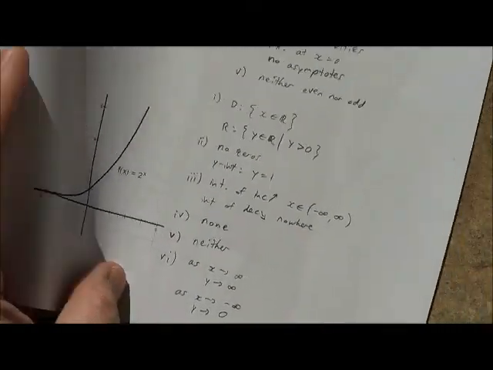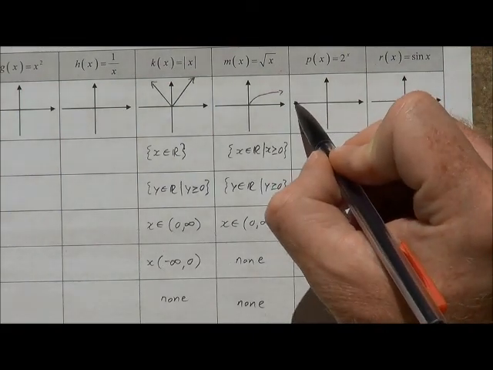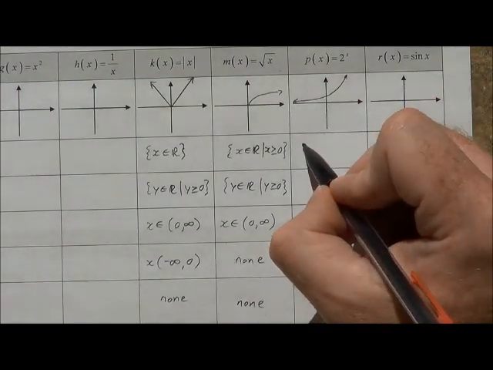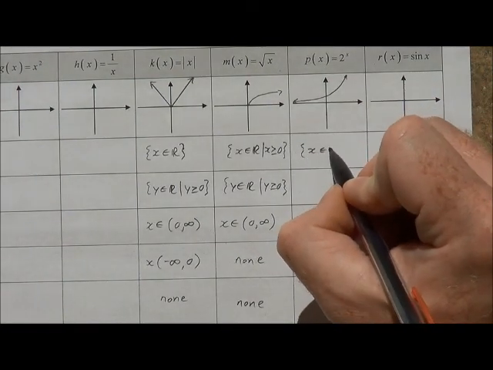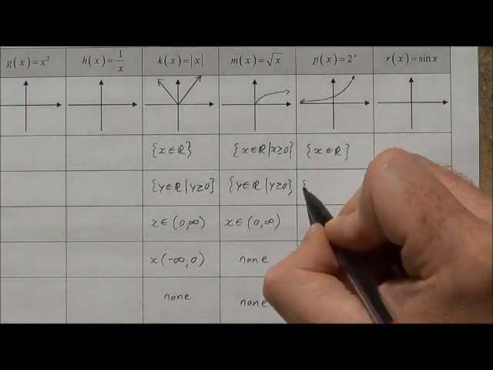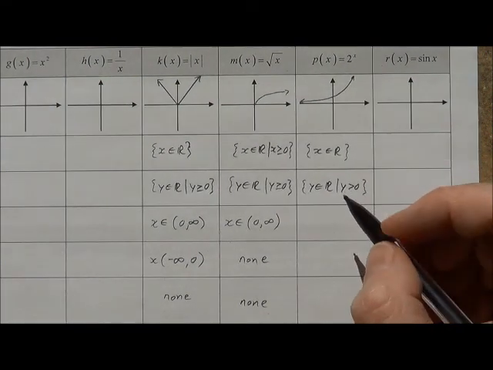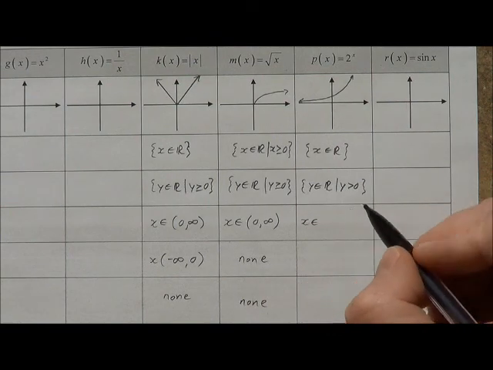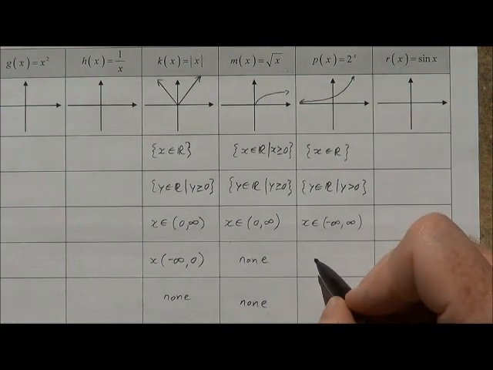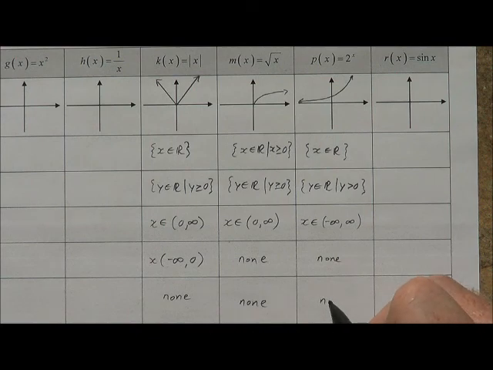Okay, so we just have to fill that in the table, and the graph looks something similar to this. The domain, x is an element of all real numbers. The range, y is an element of all real numbers such that y is greater than 0. Intervals of increase, x belongs to negative infinity to infinity. Intervals of decrease, none. Discontinuities and asymptotes, none.